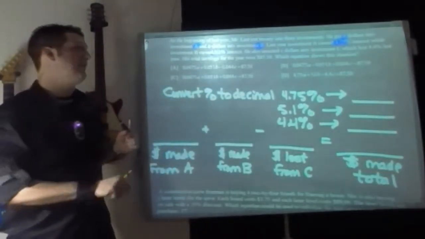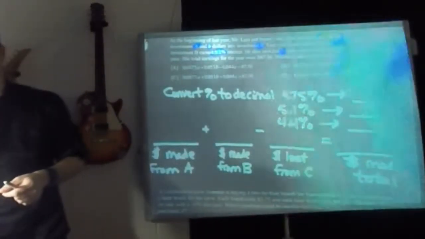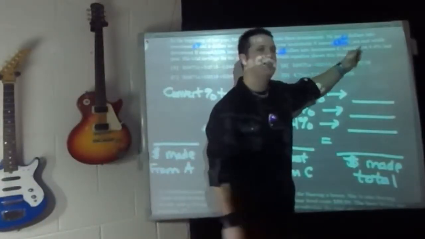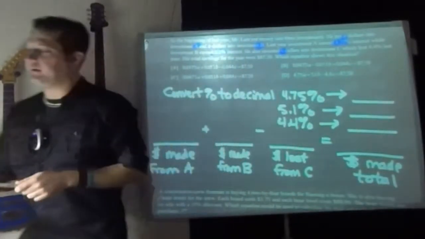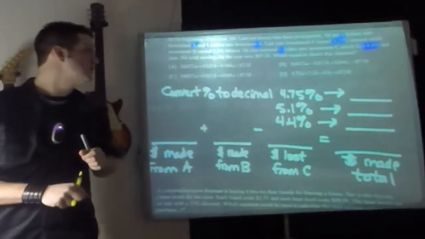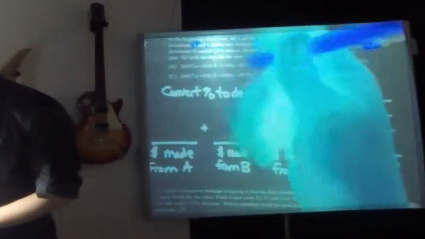Here's the bad news about investing, though, is that he invested in C. C kind of turned out to be a crappy investment because it lost 4.4%. That's going to happen. That's why you spread your money around, hopefully that you win more than you lose. His total earnings for the year are $87.50.